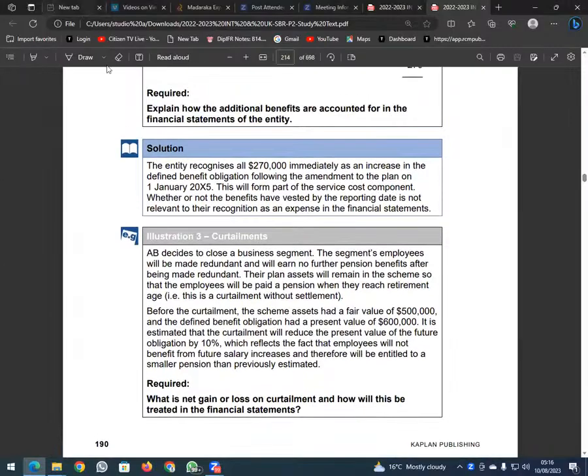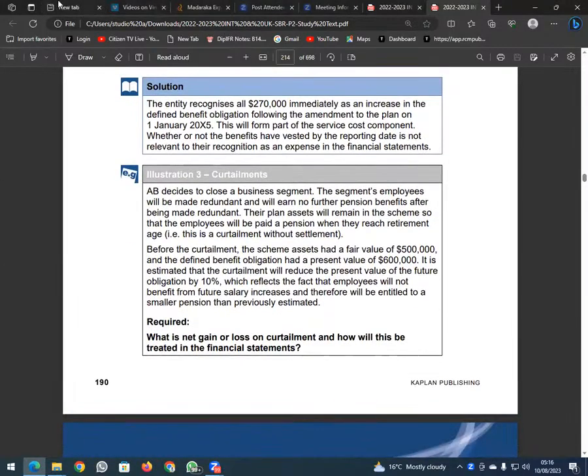AB Limited decides to close a business segment. The segment employees will be made redundant and will earn no further pension benefits after being made redundant. Their plan assets will remain in the scheme until these employees retire. Before the curtailment, the scheme assets were worth 500,000, and the defined benefit obligation has a present value of 600,000.